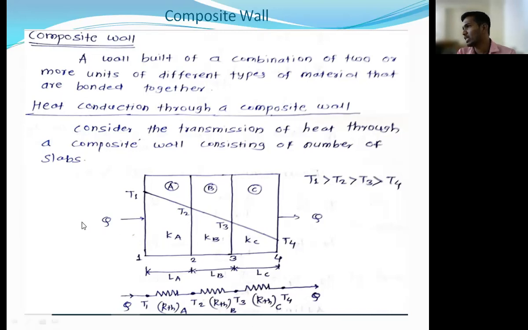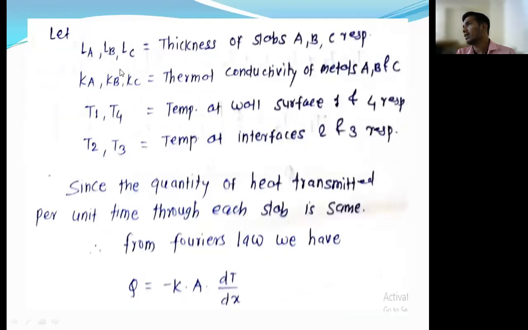So whatever heat transfer takes place, that is Q. That Q amount of heat is transferred through each plane wall. Q amount of heat is transferred through plane wall A, then plane wall B, and plane wall C. So that's why at the right hand side we get the rate of heat transfer as Q. प्रत्येक प्लेट मधून सेमच heat transfer होणार आहे. We have to consider that. Okay, then write down the things. What is the meaning of LA, LB, LC? Write down thickness of slabs A, B, C respectively.